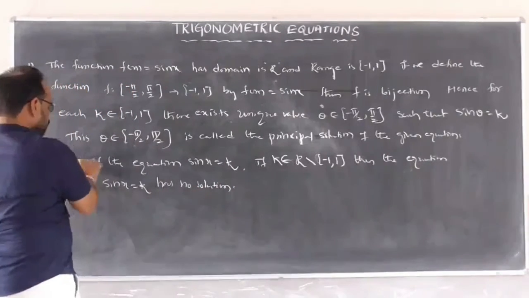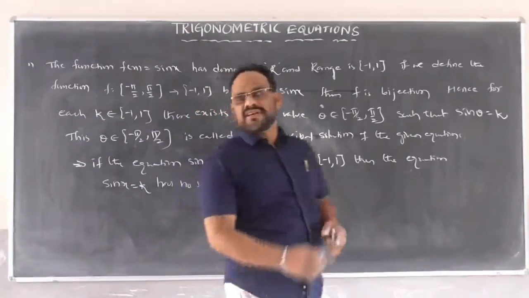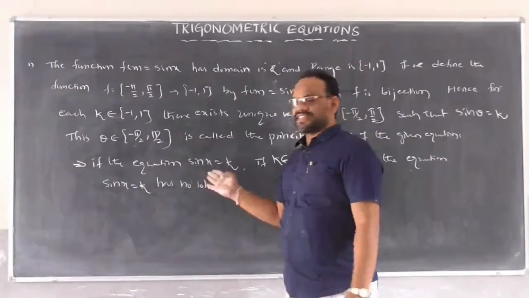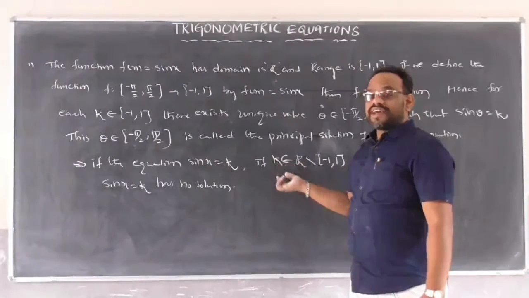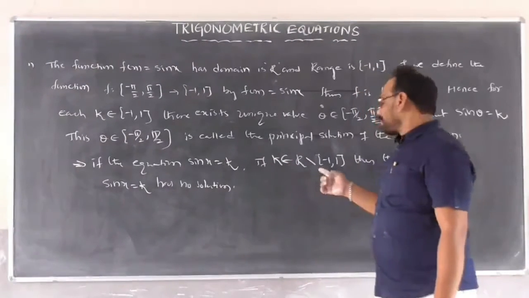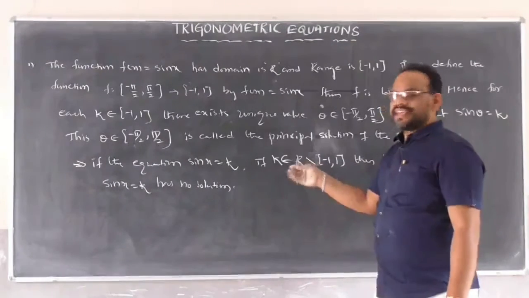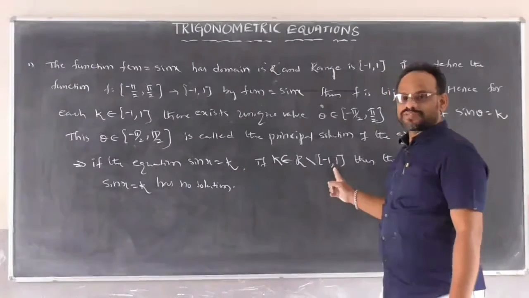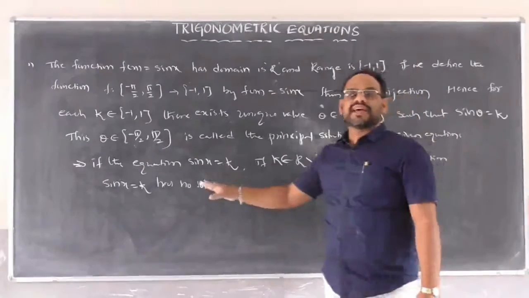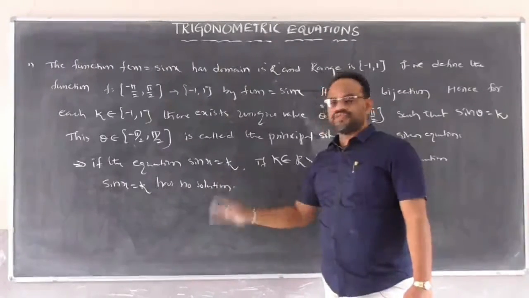Observe here this point. If we take the trigonometric equation sin x equals k, and k is any real number except the closed interval minus 1 to plus 1, then in this situation sin x has no solution.